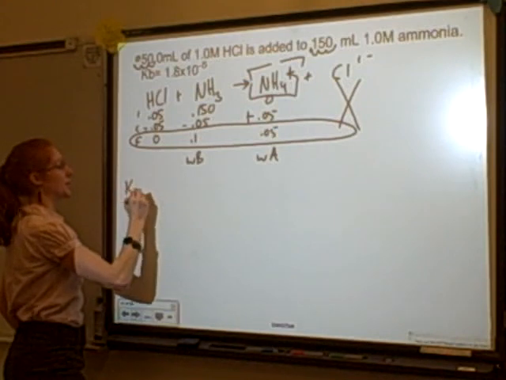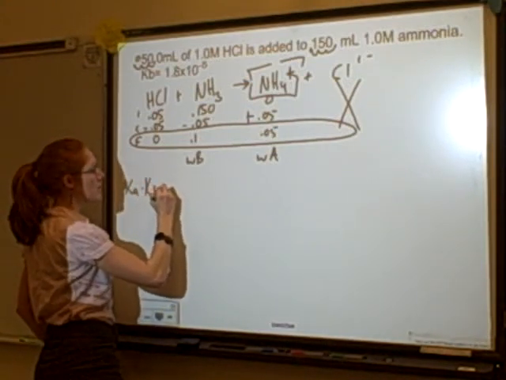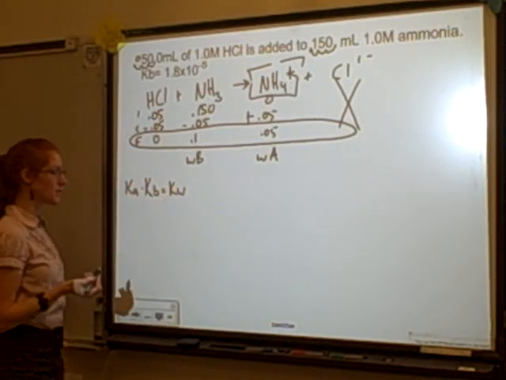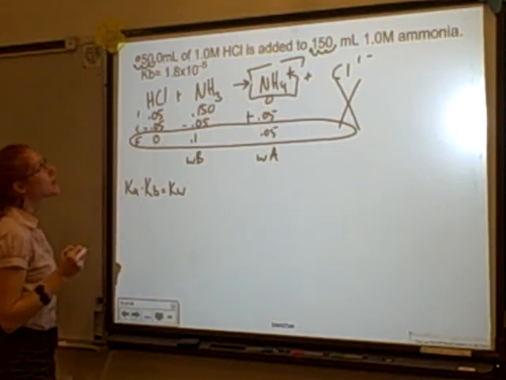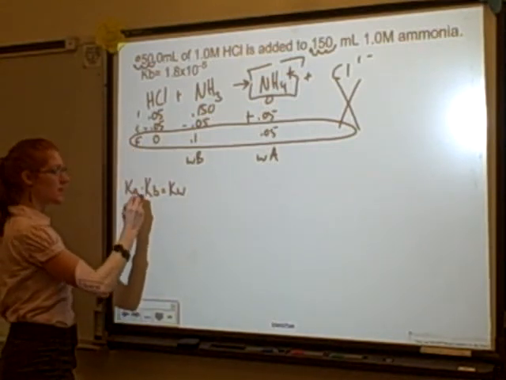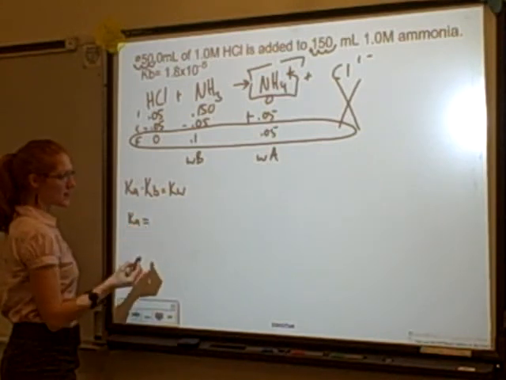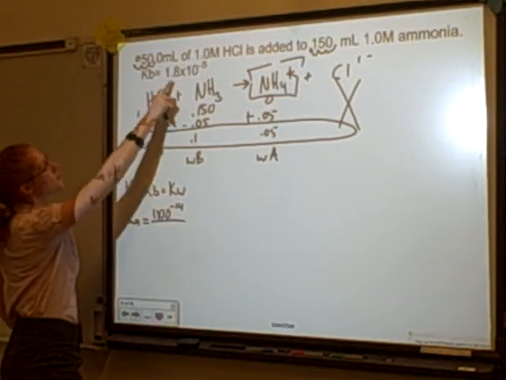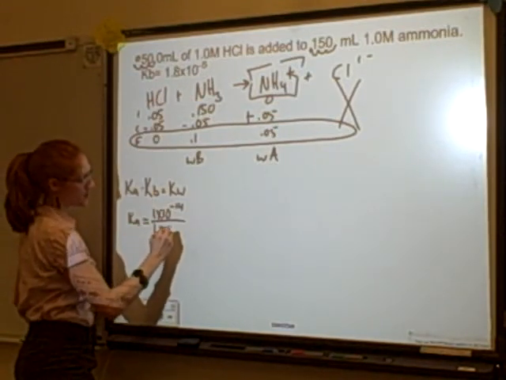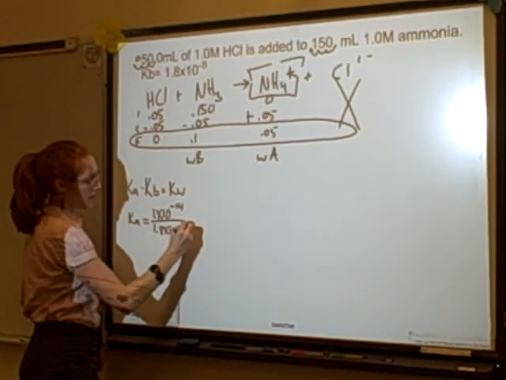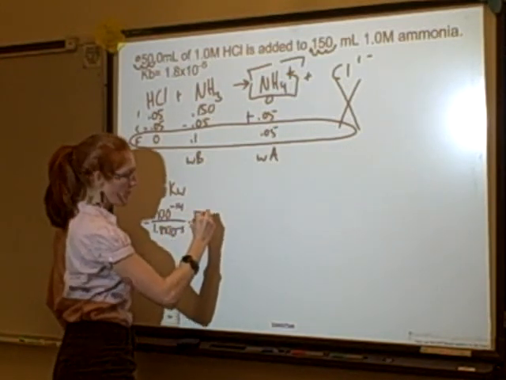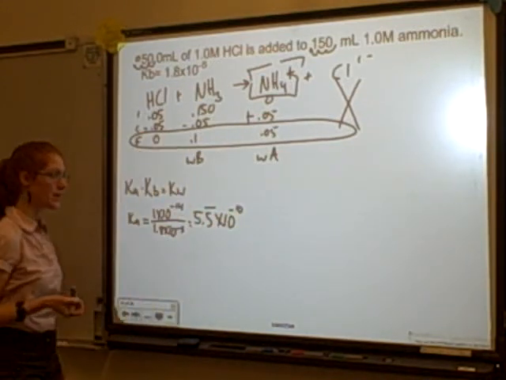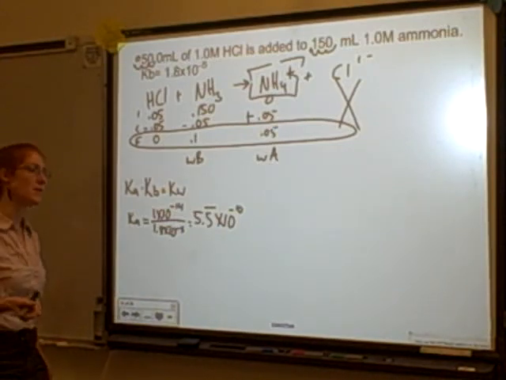So also on your aggregate sheet, you see that Ka times Kb equals Kw. Kw is that constant. It's 1 times 10 to the negative 14th. So I've got the Kb. So Ka, divide both sides by Kb. Ka is equal to this Kw, 1 times 10 to the negative 14th, constant, divided by Kb, 1.8 times 10 to the negative 5th, and that ends up being 5.5, on and on and on, times 10 to the negative 10th. Okay, that's the Ka of ammonium ion.